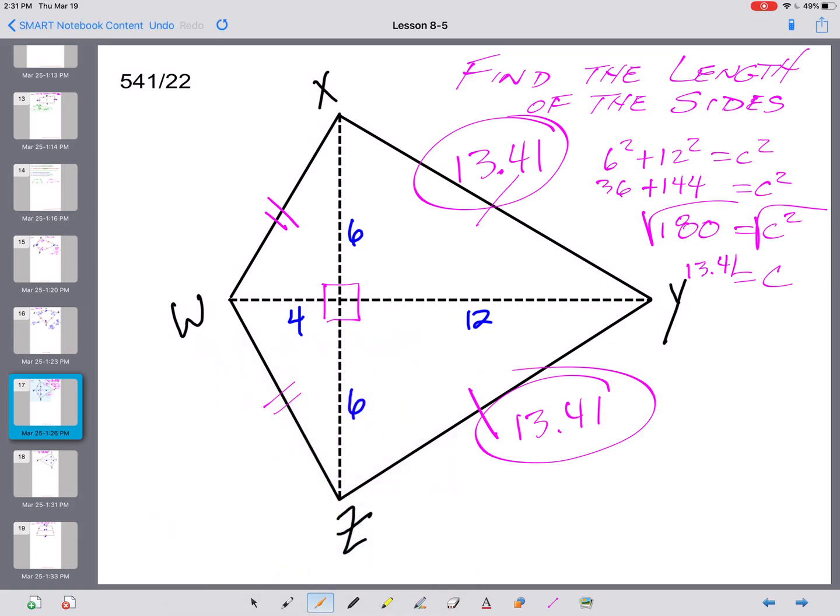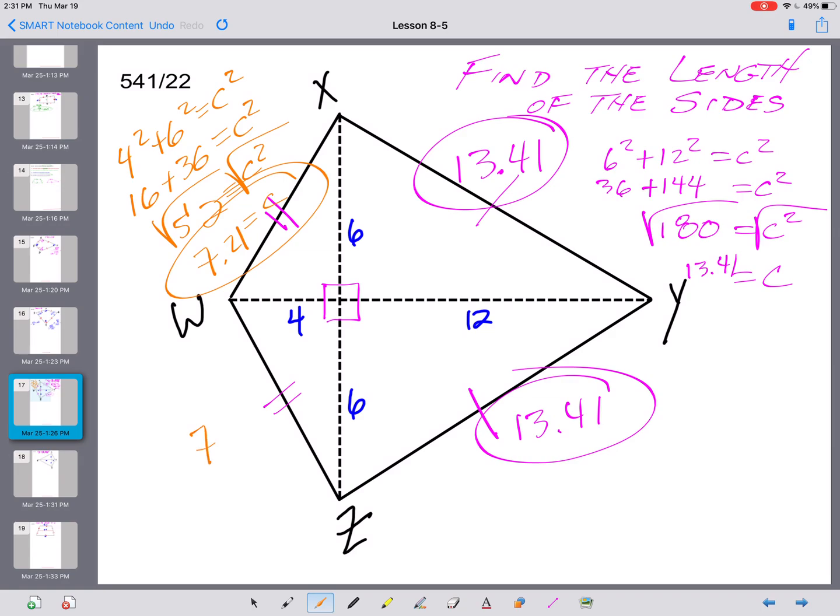Let's do it right here. Set it up. 4 squared plus 6 squared equals c squared. Well, we got 16, 36 equals c squared. That's going to be 52 equals c squared. We take the root. This side here, the square root of 52. We're looking at 7.21. 7.21 for that side, 7.21 for this side. Kite has perpendicular diagonals, means we've got right triangles.